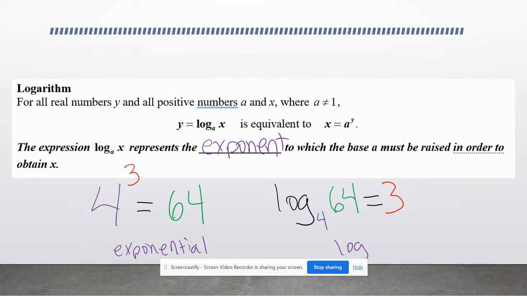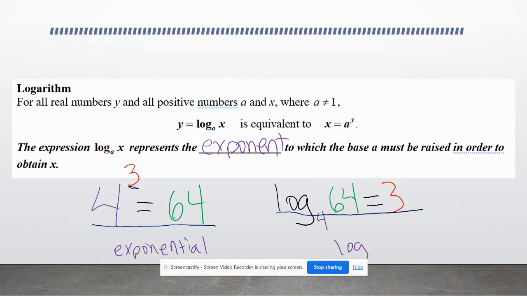Log is actually an operation, just like adding or subtracting or multiplying. It's something that we do to our expression to get an answer. Notice for exponential form that this is all on one level, and then the 3 is superscripted or up top. And for logs, this is all one level, and then your base is subscripted or dropped below.